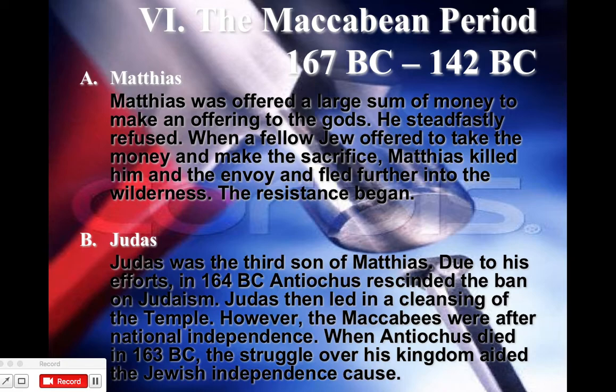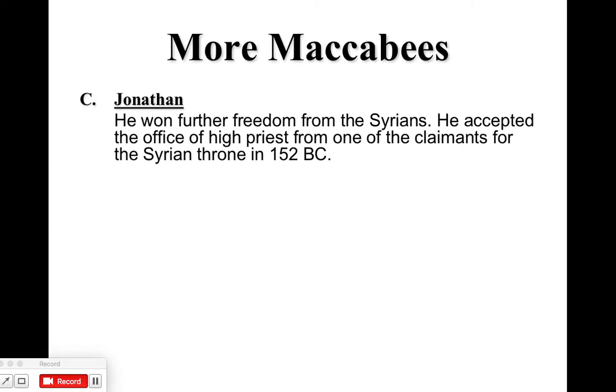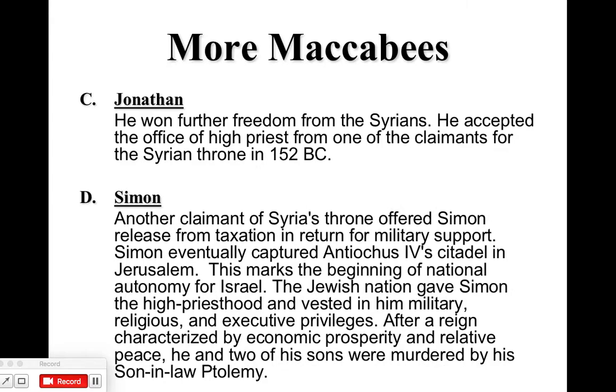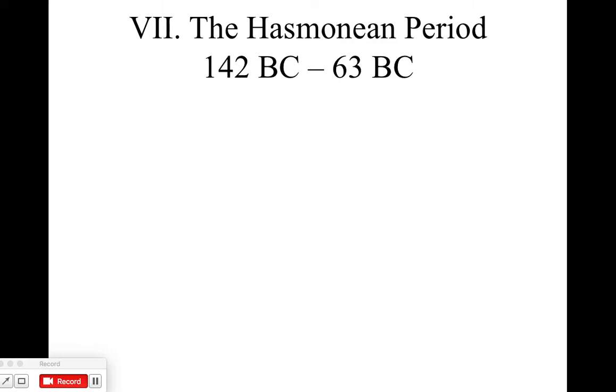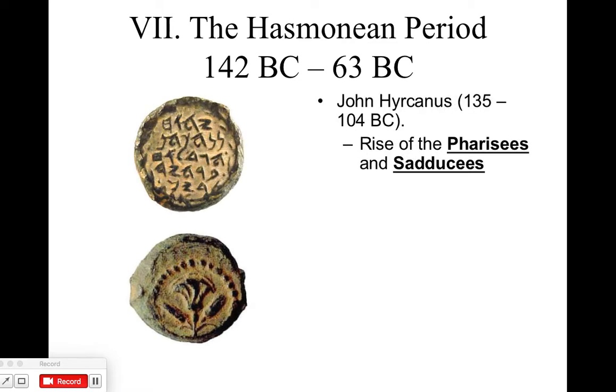And so they begin to have an independence cause. And there's a few more Maccabeans that come into play. But when that ends, we bring in the next period, which is called the Hasmonean period. Now, in the Hasmonean period, we see the rise of the Pharisees and the Sadducees. Again, they get their independence for at least a short period, and the Pharisees come on the scene.